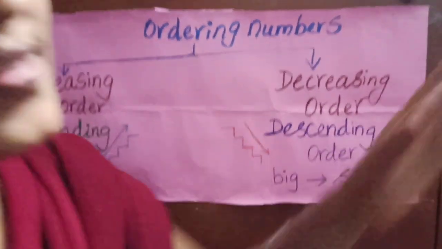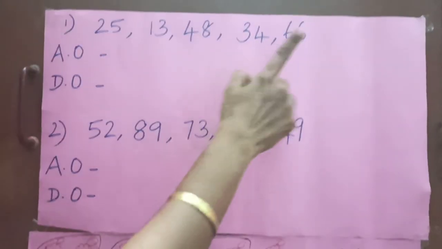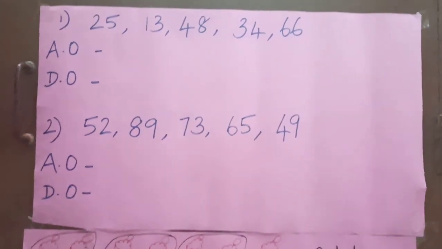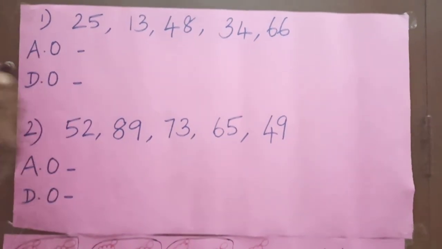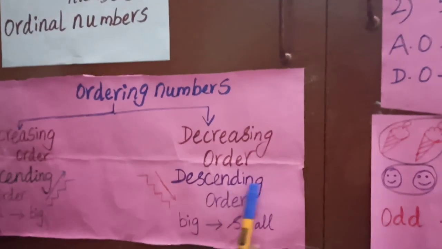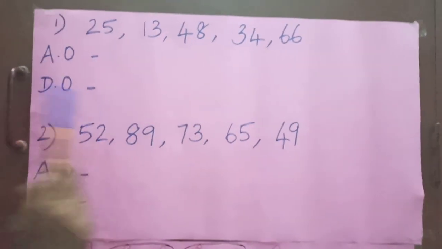Now shall we move on to the sum? Here I have given some numbers. First sum. See here: 25, 13, 48, 34, 66. We have to arrange this in AO. What is meant by AO? Short form of ascending order. DO means short form of descending order. Have you noticed? AO means ascending order. DO means descending order.